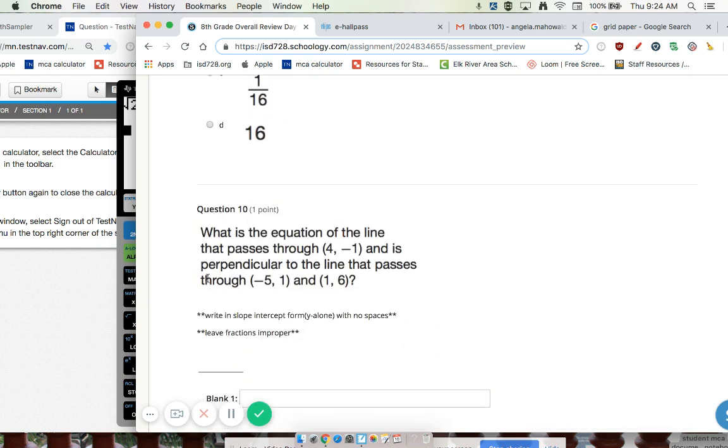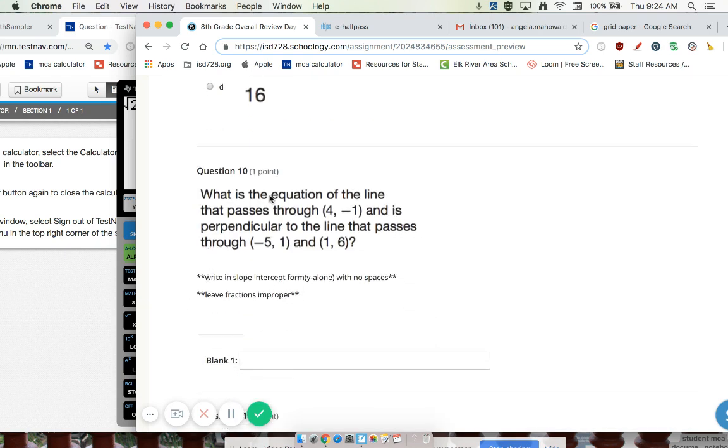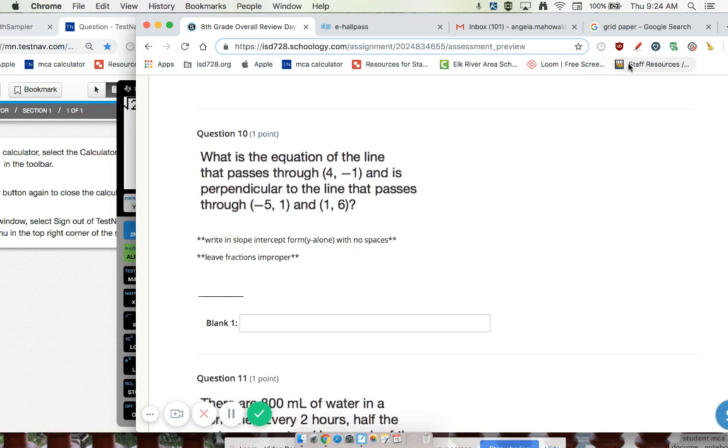Number 10. What is the equation of a line that passes through (4, -1) and is perpendicular to the line that passes through (-5, 1) and (1, 6)? This one's definitely going to take a little bit of algebra. Again, don't shut down over the amount of time it takes. You have time to go through this process.